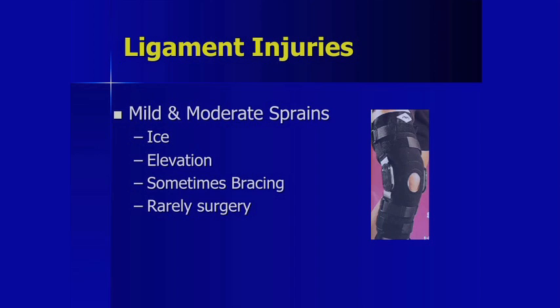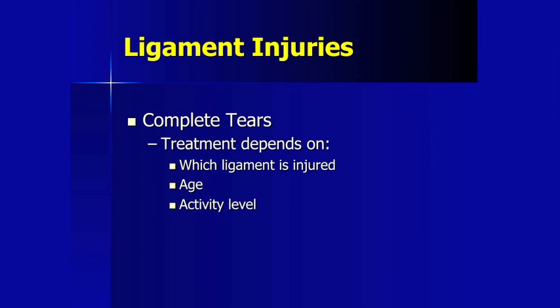Mild to moderate sprains can be treated with ice, elevation, sometimes bracing if there's any instability, rarely surgery. For complete tears, the treatment depends on which ligament is injured. If it's the side ligaments, those can often be treated in a brace. The cruciate ligaments usually will need reconstruction if the person is going to do high-level activities.